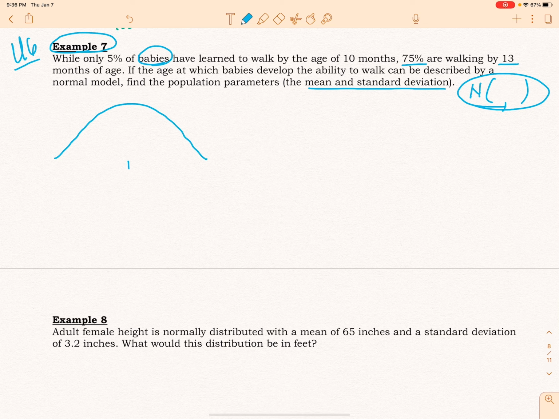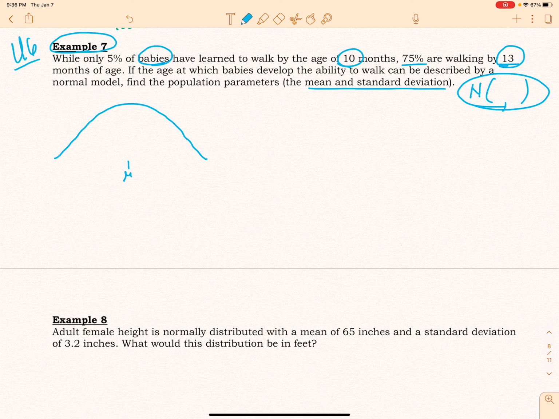We don't know what the mean is because that's what we're being tasked to find. I do know that along the x-axis I'm going to have months, because if I'm looking at the normal parameters, I'm going to have an average amount of months at which babies start walking, and then a standard deviation. Along the x-axis, I'm going to put 10 months and 13 months, but I've got to figure out where they go.